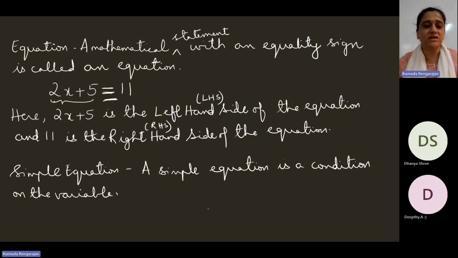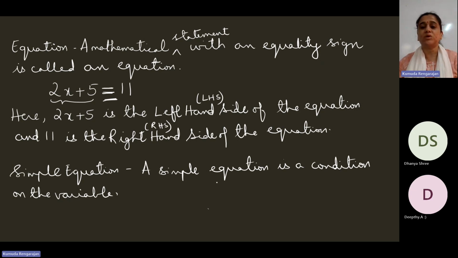Why do we say it's a condition? Now see this. How do you put this in English? 5 added to 2 times x should give 11. 5 added to twice a number, which is x here, should give 11. "Should give" is a condition.